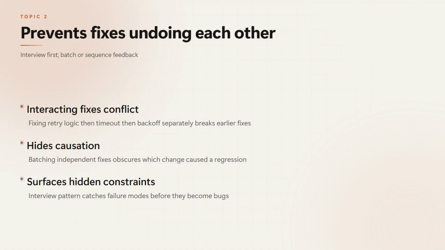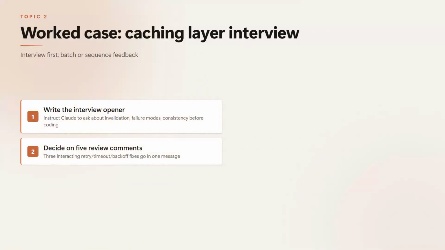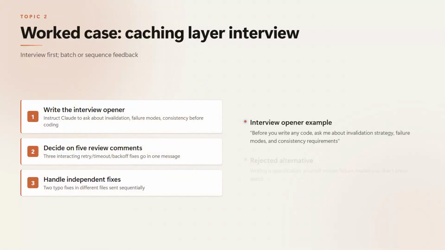The interview pattern prevents a different failure: building a caching layer that falls over the first time the cache is cold because nobody asked what should happen. Take the caching layer case. You don't know this subsystem well, so you write, "Before you write any code, ask me about invalidation strategy, failure modes, and consistency requirements." That's the interview opener. Claude comes back with questions you hadn't considered, maybe what happens when the cache is cold, or how stale data affects downstream systems. You answer, and only then does it propose a design.